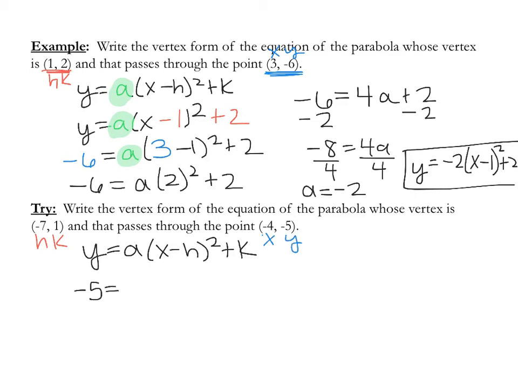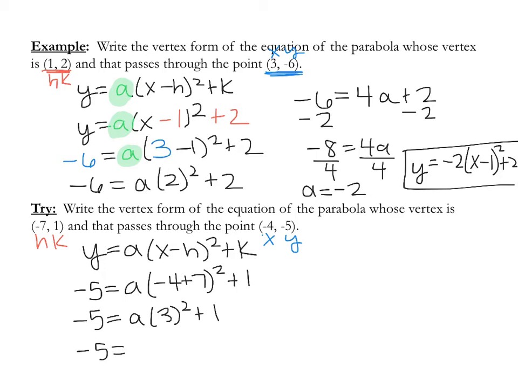This is negative 5 is equal to a times x is negative 4. And then this will change to plus 7 since it's minus negative. And then plus 1. And now we have negative 5 equals a times 3 squared plus 1, parentheses first. Then we're going to square, that's going to be 9a plus 1, and subtract the 1. We get negative 6 equals 9a. Divide by negative 9, you will get a fraction here.